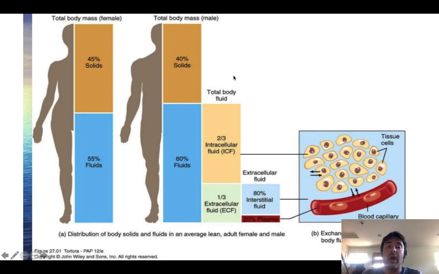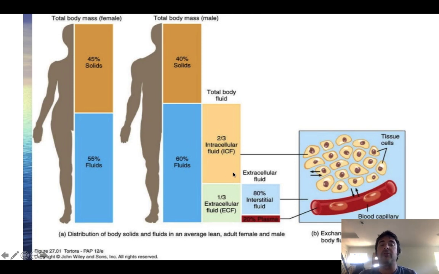So when you look at your total body mass, it varies depending on muscle composition, adipose composition, etc. There are a lot of variables here. But in general, right, women about 45% solids, men about 40% solids, and then women about 55% liquid, men about 60% liquids, right? Water, essentially. Then we look at how those fluids are broken down in the body.